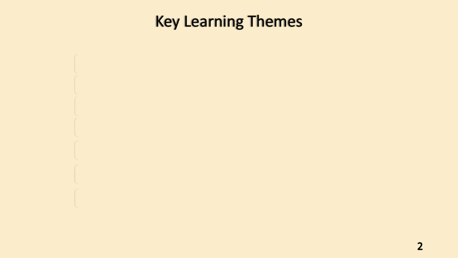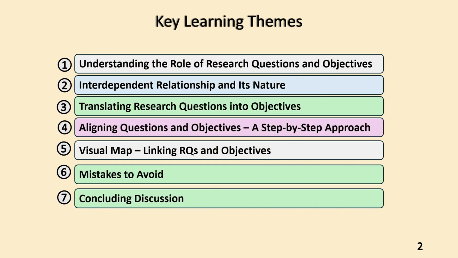Key learning themes for today's lecture, you can see here on the screen. Understanding the role of research question and objectives, interdependent relationship and its nature, translating research question into objectives, aligning questions and objectives, a step-by-step approach, visual map linking research question and objectives, mistakes to avoid, and concluding discussion. So we will discuss all these things today in a very comprehensive manner. So let us begin.